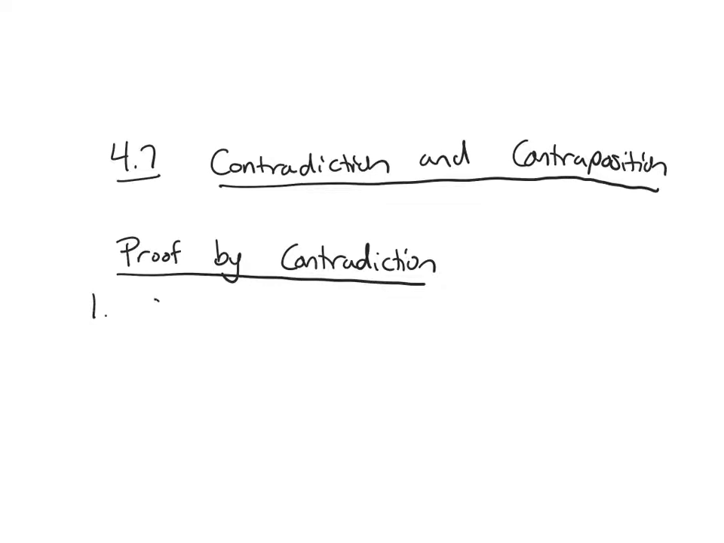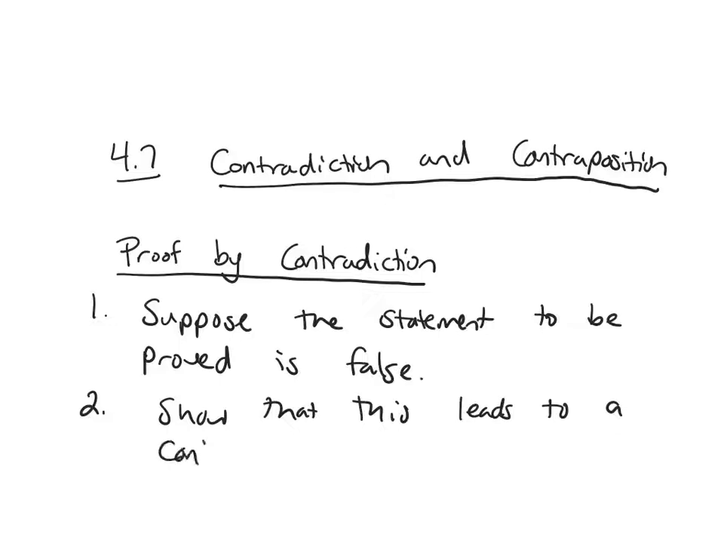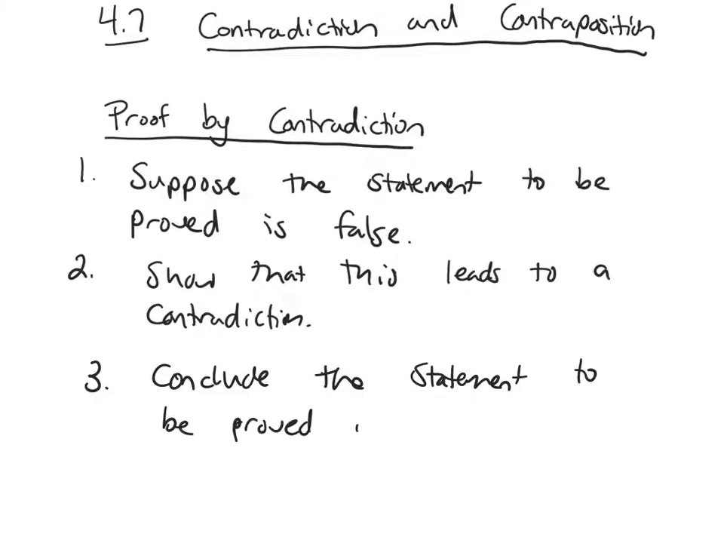Step 1, you're going to suppose the statement to be proved is false. Step 2, you're going to show that this leads to a contradiction. And step 3, you conclude the statement to be proved is true.